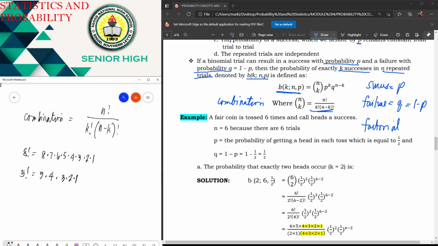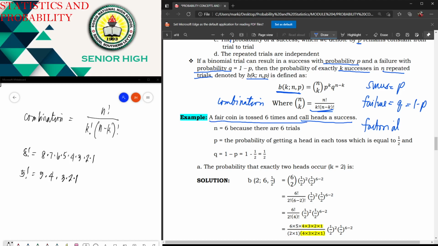So that's it. For example, a fair coin is tossed 6 times, and call heads a success. Remember the given. We are going to name all the parts. We need to have the k, the n, and the p, where p is the probability of success, n is the number of repeated trials, and k is the number of successes.